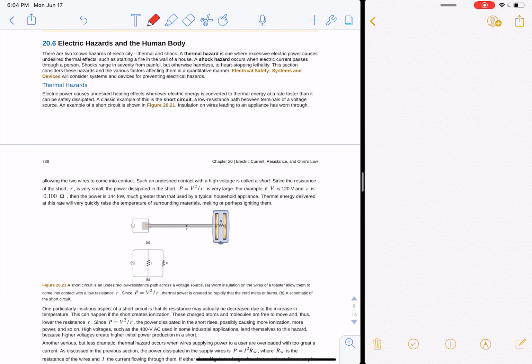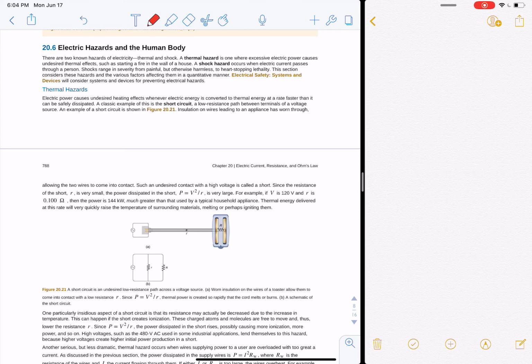Okay, that's pretty much it for the power stuff. So 20.6, we got electric hazards in the human body. So you got a thermal hazard, that's where electricity could burn you. You've got shock, which could mess with your heart.